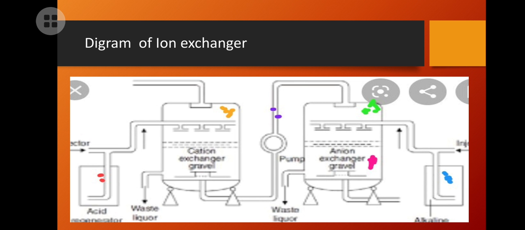Now the pumping of the NaOH and HCl is stopped, and this is washed with water. Whatever sodium salts, calcium chloride and magnesium chloride are formed are washed off, and now this is ready for a new sample of hard water. So in this way, using these two compounds, the cation exchanger and the anion exchanger, the reaction will start again.